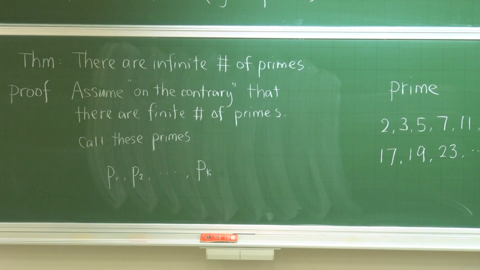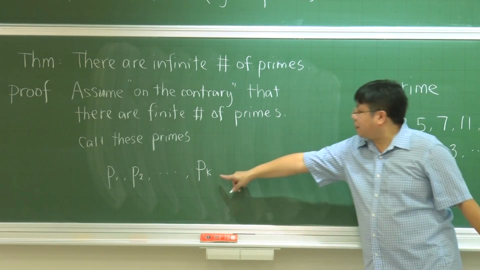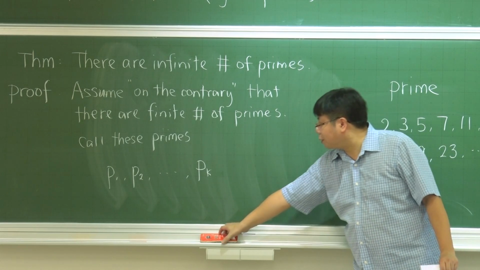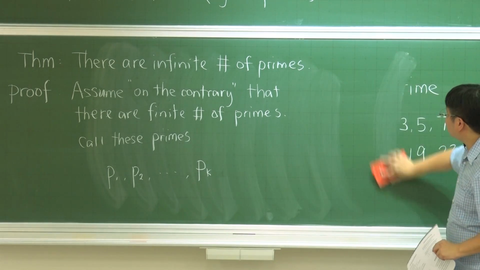Is that okay? Because there are a finite number of primes, we can list them out, and it must stop at some point. Okay? This is what is meant by finite. So it will run out. Then what does it imply?